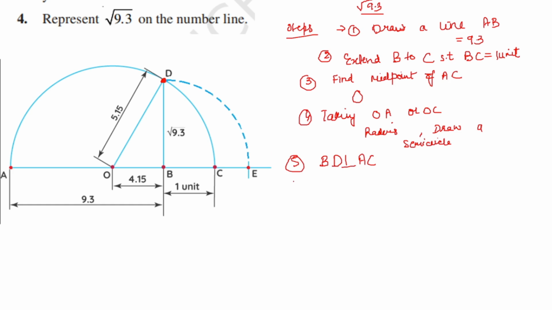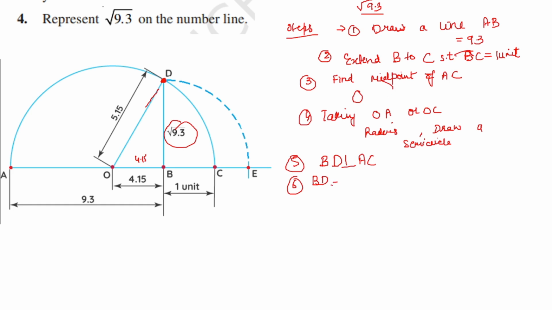Okay, next, as we can see, this is a right angle triangle. Here OB is 4.15 and 5.14 is the value of OD. So what is the value of BD equal to? Root 9.3. This is the value of root 9.3.